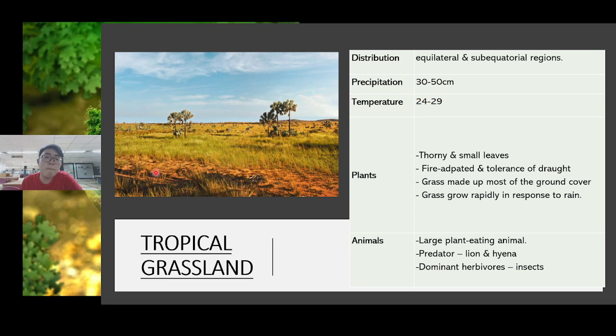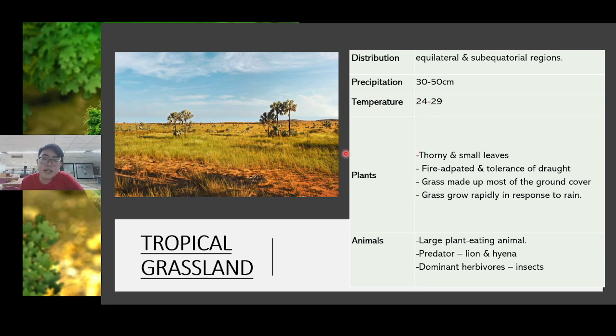Although it is the same, since the trees in this area are very few, the surface temperature will be higher than in the tropical forest, because the tropical forest has many taller trees. The taller trees trap the sunlight. So the surface temperature of the tropical rainforest is much lower than the tropical grassland because there are no trees, no shady region. So the surface temperature is very high, but the real temperature is actually the same as the tropical rainforest.